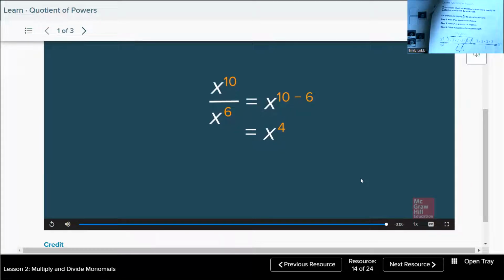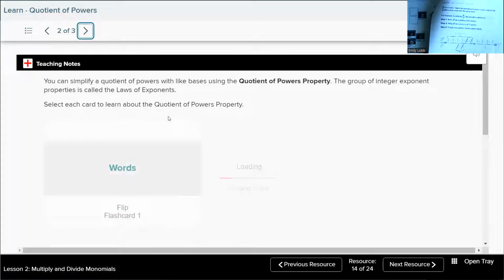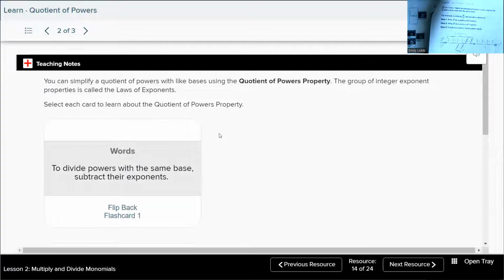Okay. So this is going to take us to our words. It says right there in your packet, you can simplify a quotient of powers with like bases using the quotient of powers property. The group of integer exponent properties is called the law of exponents. So here it is in words. It's already written there for you. It says to divide powers with the same base, subtract their exponents.